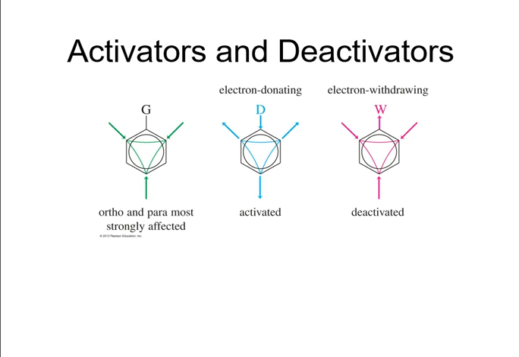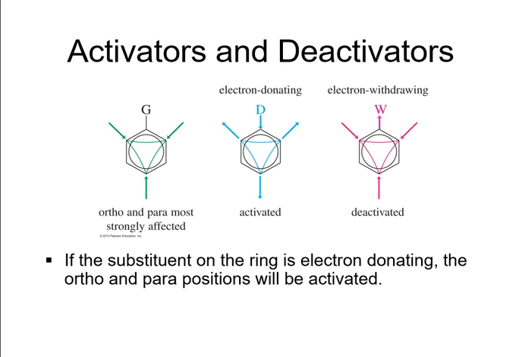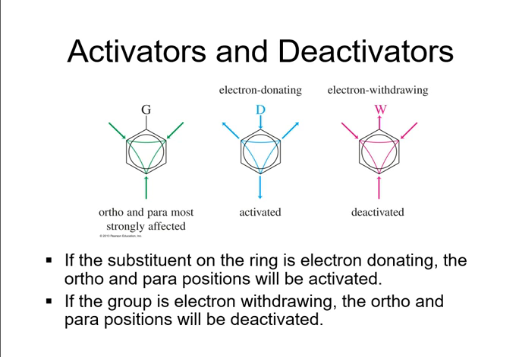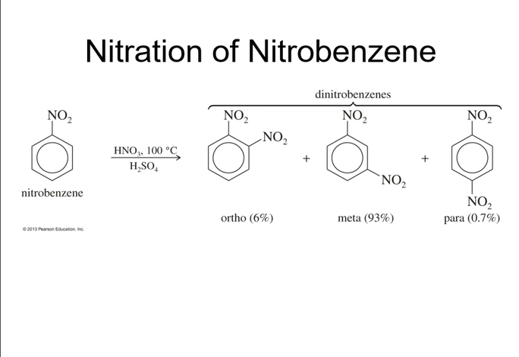Now, what makes a deactivating group? It's something that's electronegative or electron withdrawing. All right. So if the substituent in the ring is electron donating, the ortho para positions are activated. If the group is withdrawing, then it's deactivating. So what are examples of withdrawing? Nitro group is a withdrawing group.